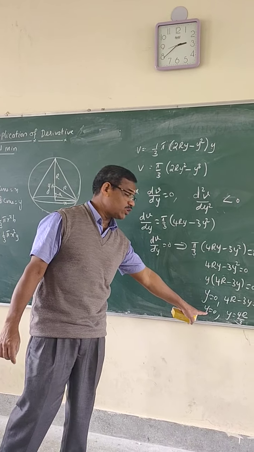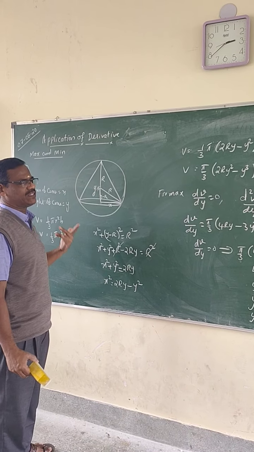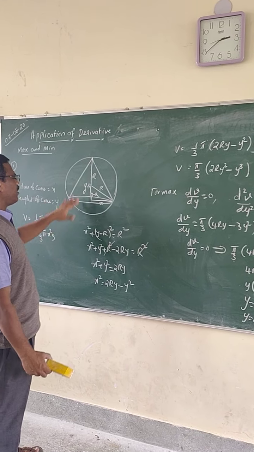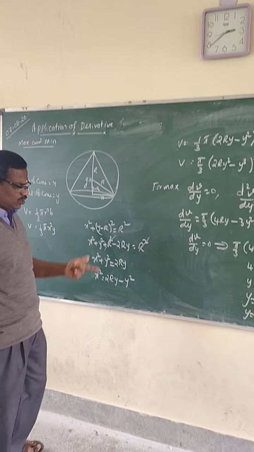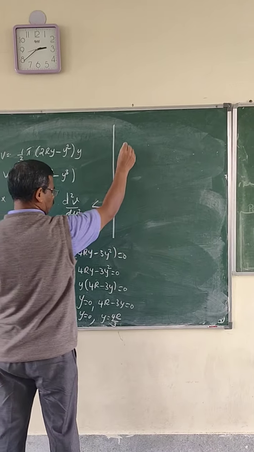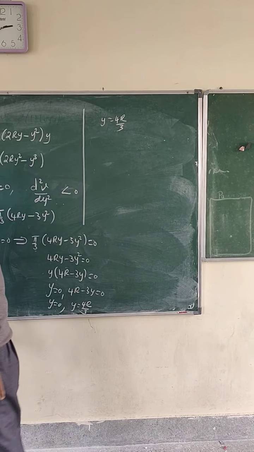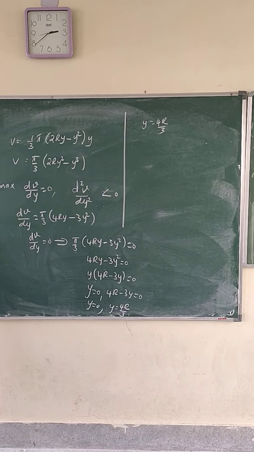So two values of y you got. And y is equal to 0 we cannot admit, because when y is equal to 0 there is no height. So that cannot be acceptable. So then there is no problem. So the only possibility is that y is equal to 4r by 3. Now we need to check whether this value of y is a maximum or minimum.